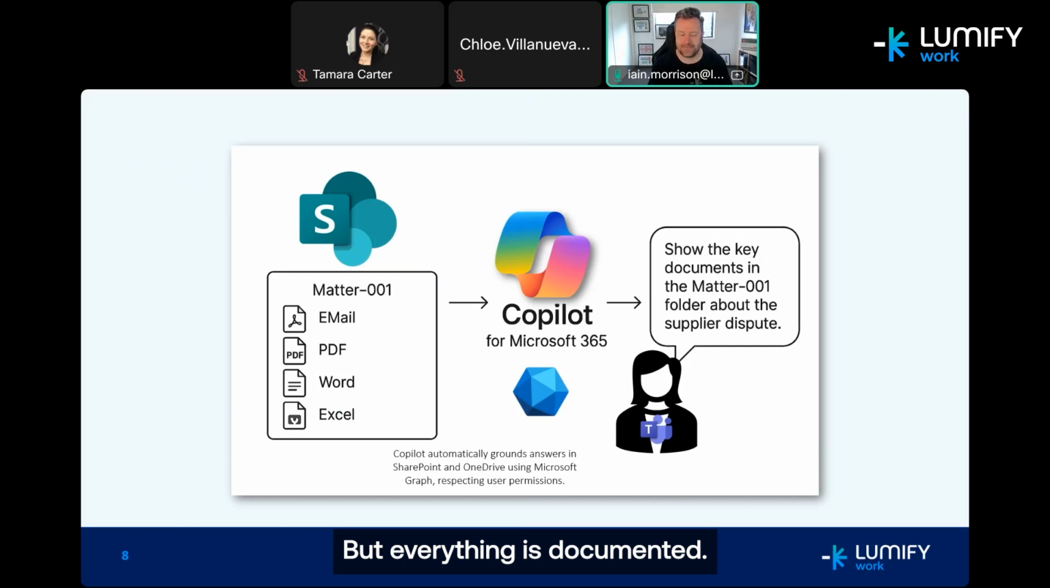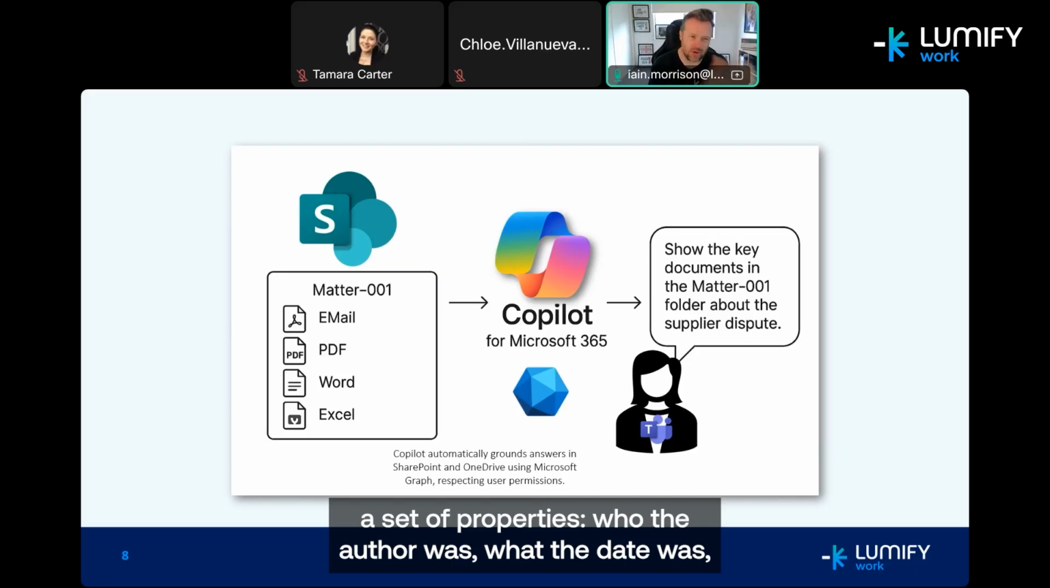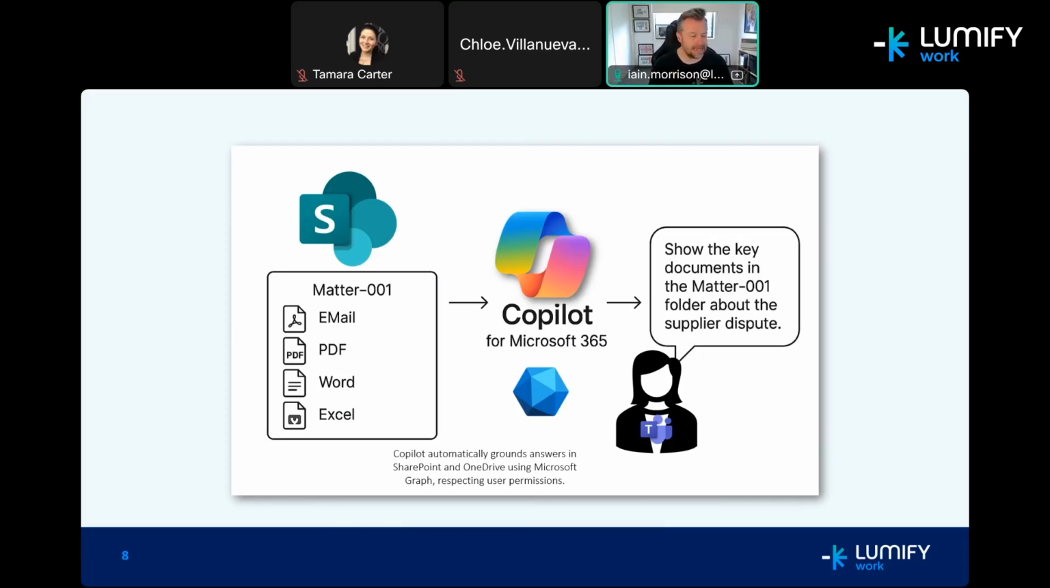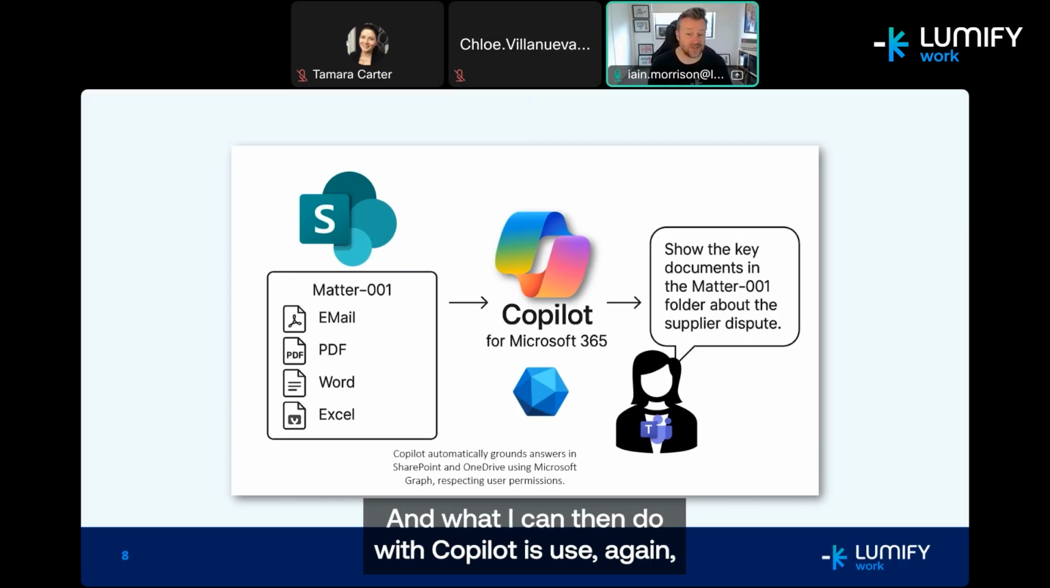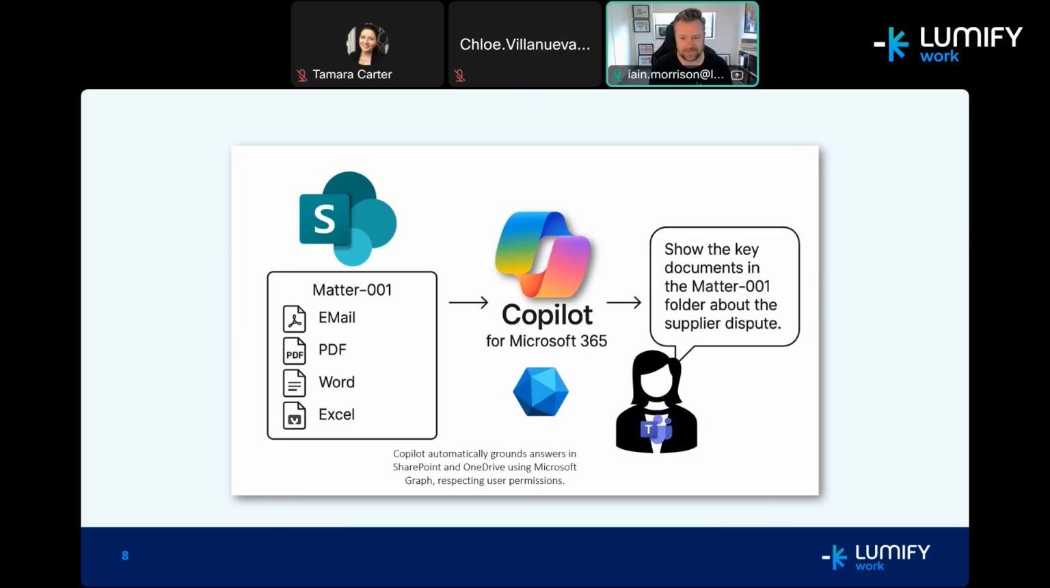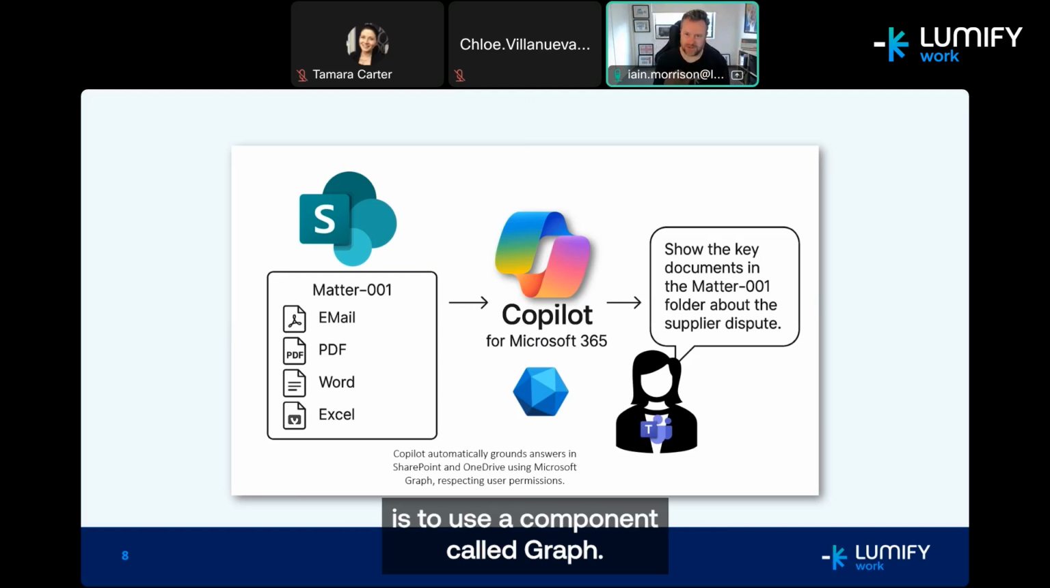But everything is documented. Everything has a set of properties: who the author was, what the date was, what it was relating to. And of course, there's structure in there as well of actual content. Central to this is Copilot. Absolutely central to this is Copilot. And what I can then do with Copilot is use that as my knowledge base, similar to the first example. One addition to this, however, is to use a component called Graph.